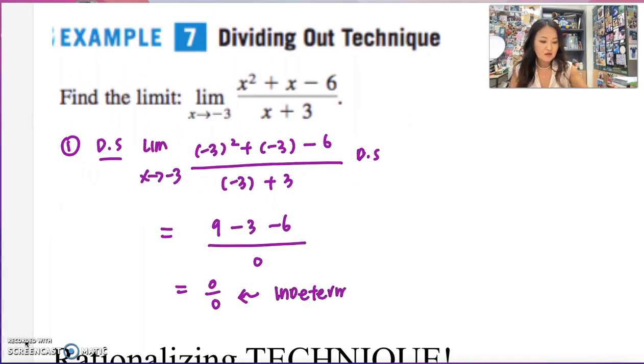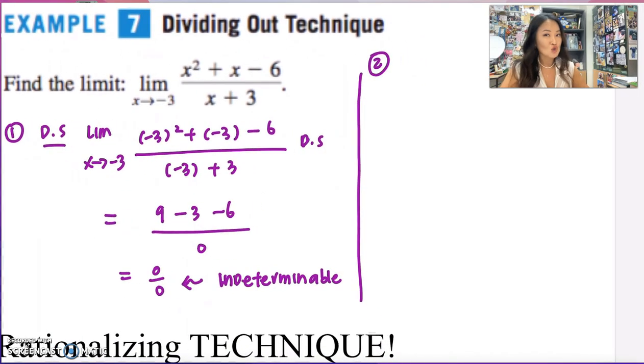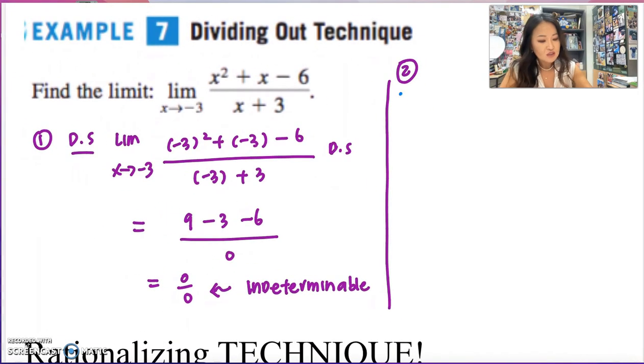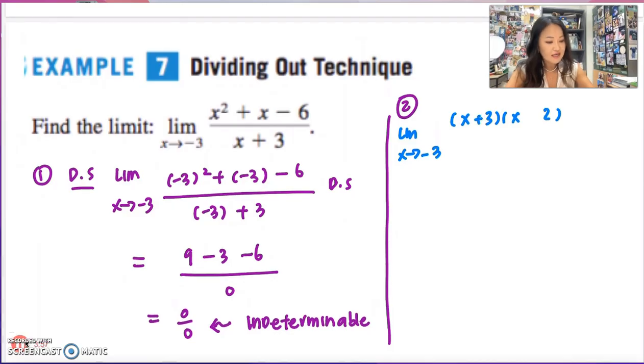Indeterminate. So we'll go ahead and try the dividing out technique here. I like the dividing out technique. Usually it works really well, so you'll know when to use it, and you'll know when it's going to work out and when it's not. So don't worry. Limit as x approaches negative 3, and we're going to factor. Do you remember how to factor this? It's been a while, I know. x, and you have a 3 and a 2, a positive here and a negative here.